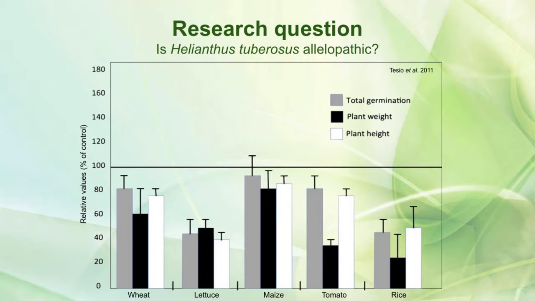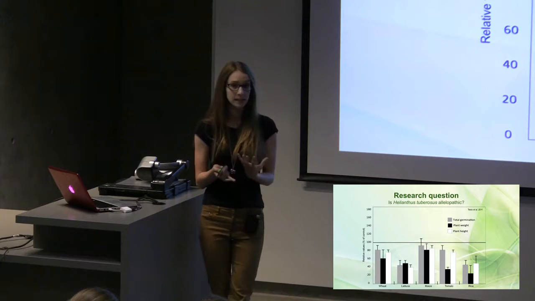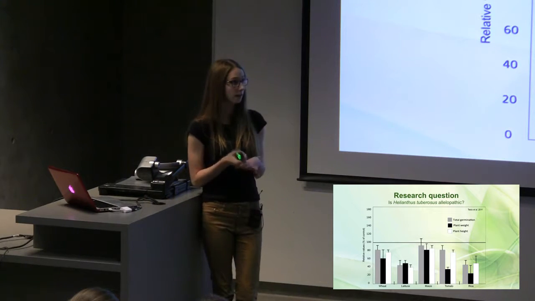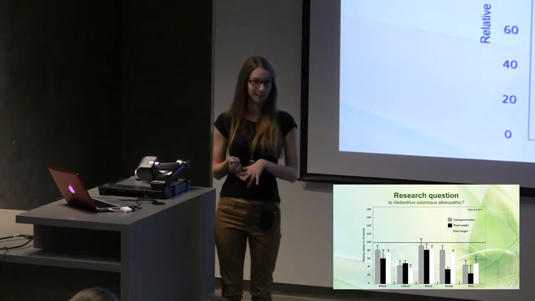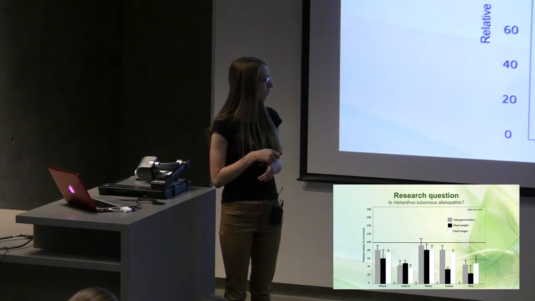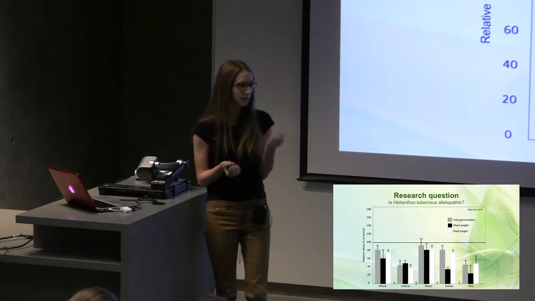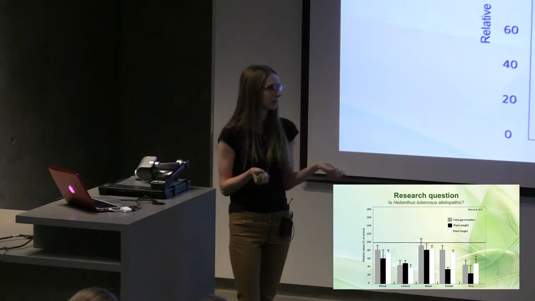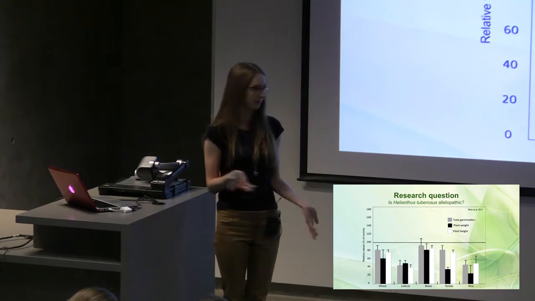It's also important to note that while everything fell below 100, some fell further than others. So rice and lettuce don't really compare to maize. So allelopathy seems to be system dependent. There's variability in the ways that plant species can react to allelopathic chemicals. So the thing about this study, while it does suggest allelopathy, is that they only used like 5 Helianthus tuberosus individuals. And what if they just happened to pick the 5 most toxic plants?